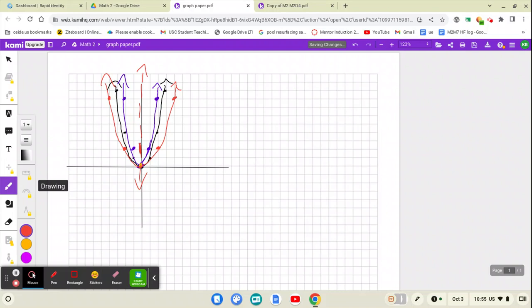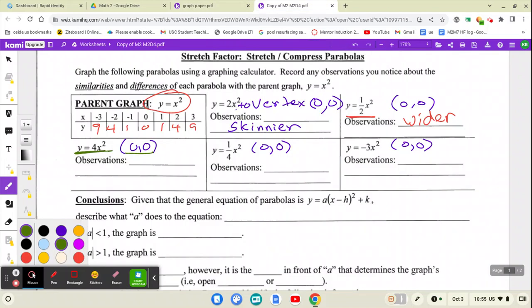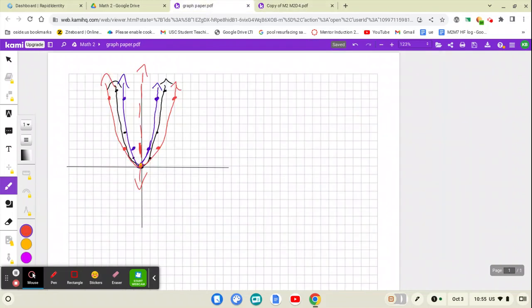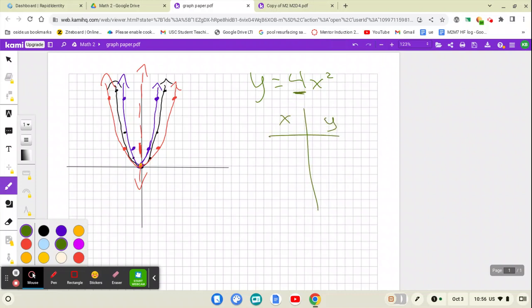Here we go. The next one is y equals 4x. I'm using green. Y equals 4x squared, I should have said. And since this one's coefficient, this number here, is not a fraction, we don't have to be terribly careful about what x values we pick. They just need to be close to the vertex, close to the x value of the vertex. So 1, 2, and 3 will work fine.